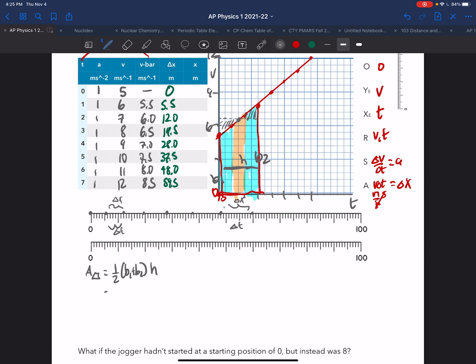All right, so now 1/2 base 1. Base 1, well, let's call this base 1. Well, that is V0. And base 2 is the velocity. And the height is t.